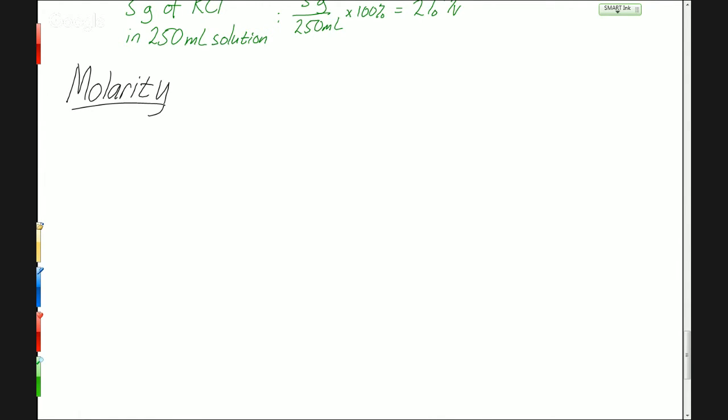Molarity is just another measure of concentration, but rather than being dependent on a mass or a volume, it's dependent on a count of particles. And the way we count particles in chemistry is through the mole. So it's defined as moles of solute divided by liters of solution. So it's moles per volume.